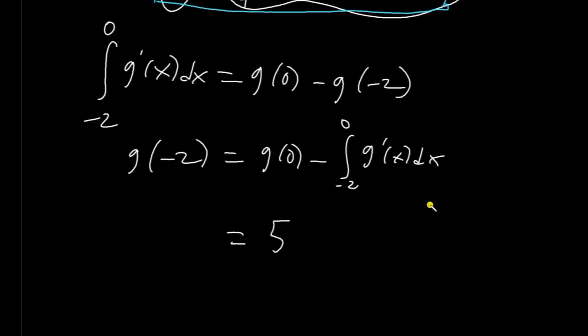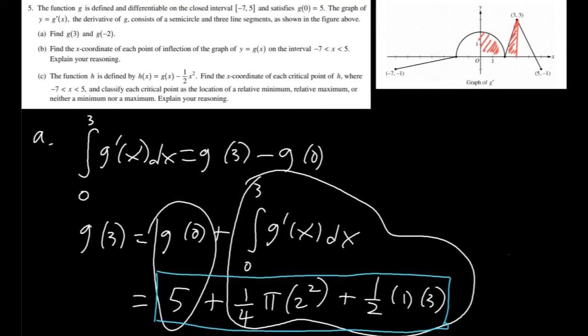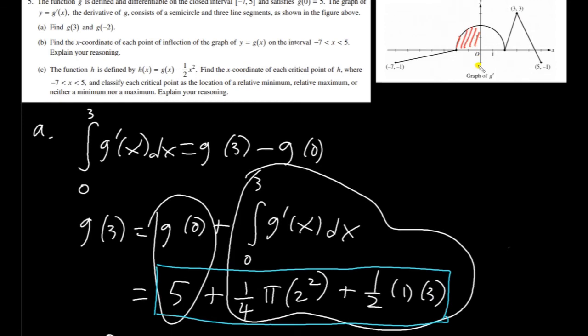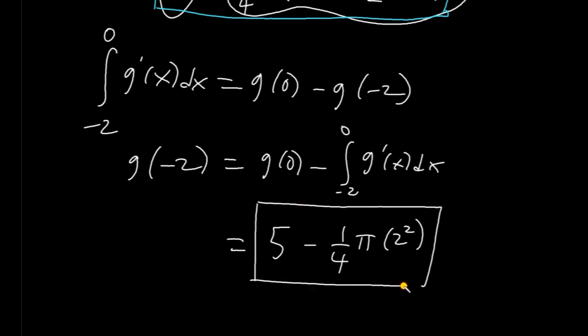And to figure out this integral, we should go up to the top. And the area from negative 2 to 0, let me erase this. Area from negative 2 to 0 is this part, this semicircle. And we already know that the area of that semicircle is 1/4 pi 2 squared. Right, that's from up there. So that is g of negative 2.